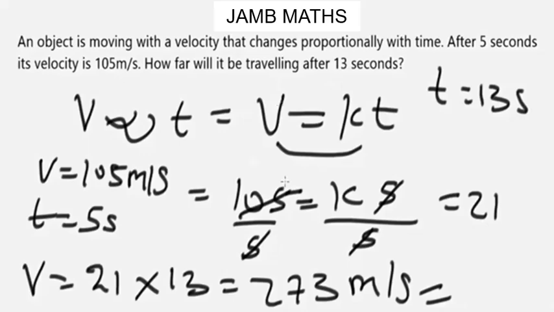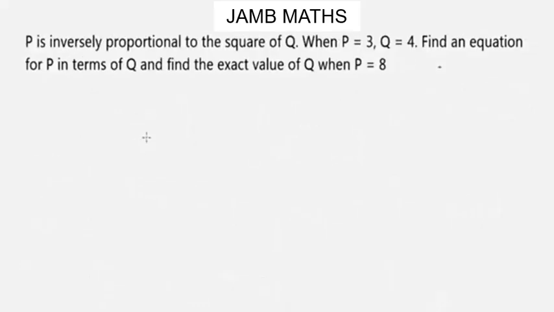Now let's wipe this and look at a problem involving inverse proportionality. Okay guys, now let's look at this question. It says p is inversely proportional to the square of q. When p equals 3, q is 4. Find an equation for p in terms of q, and find the exact value of q when p is 8. Feel free to pause this video and see if you can attempt this. Okay, let's do it together.